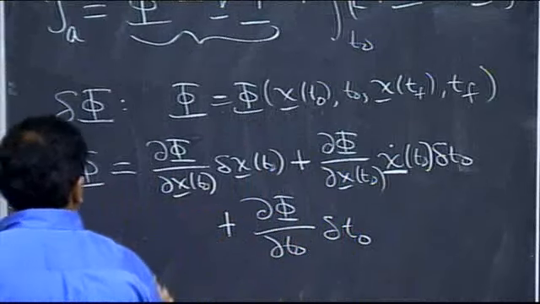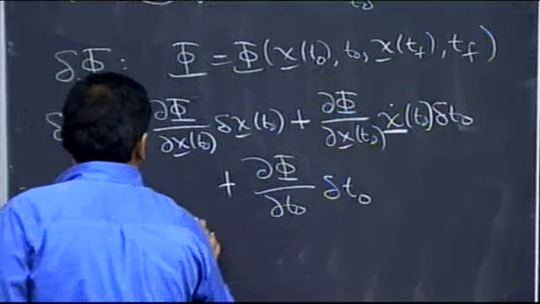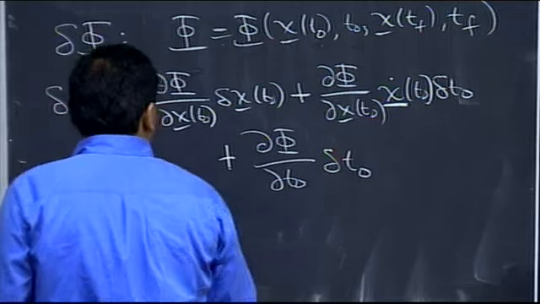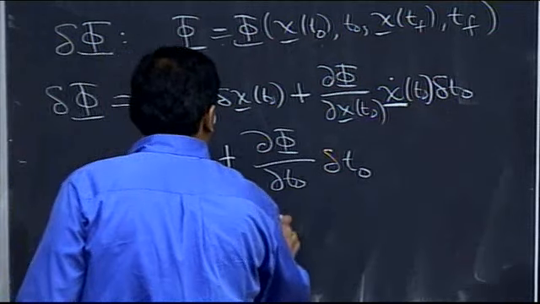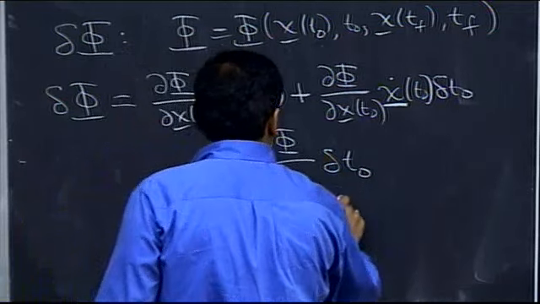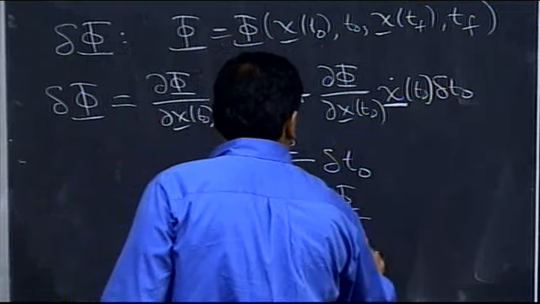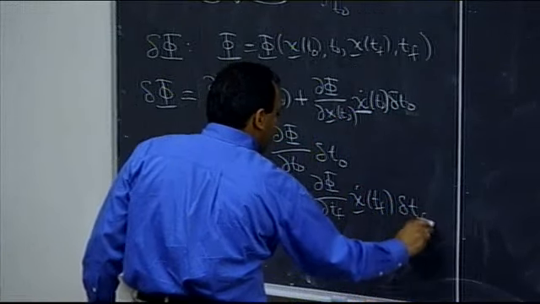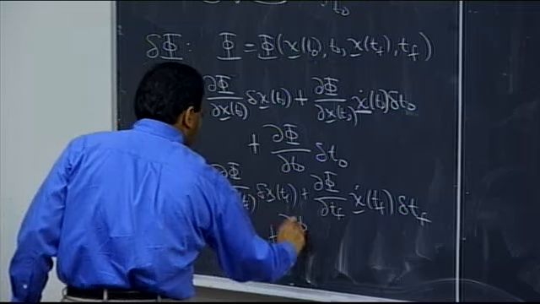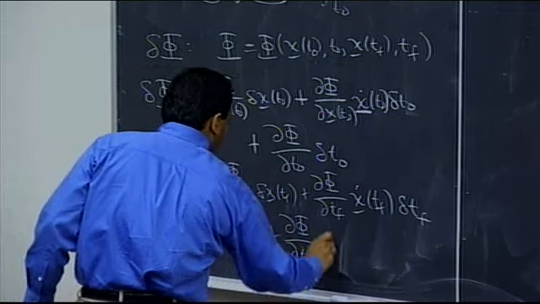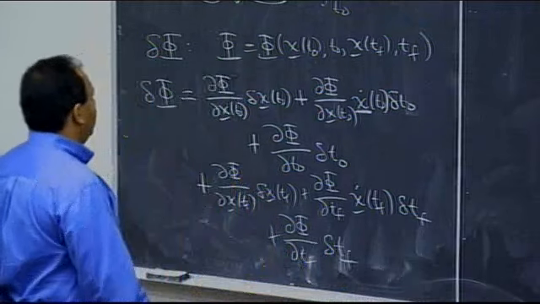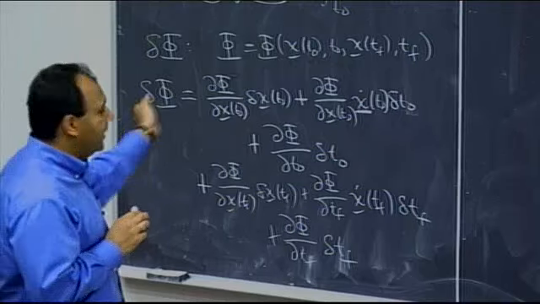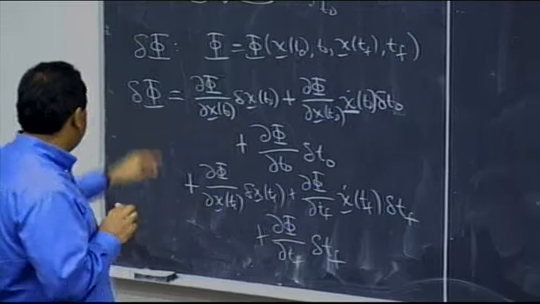And then you wind up with another set of terms, which looks exactly the same, but they just get applied at tf. You've got the variation in x at tf, plus the partial of phi with respect to x at tf times x dot at tf times the variation in tf, and then plus the partial of phi with respect to tf times the variation in tf. That takes care of all the terms that can affect how this function phi varies.